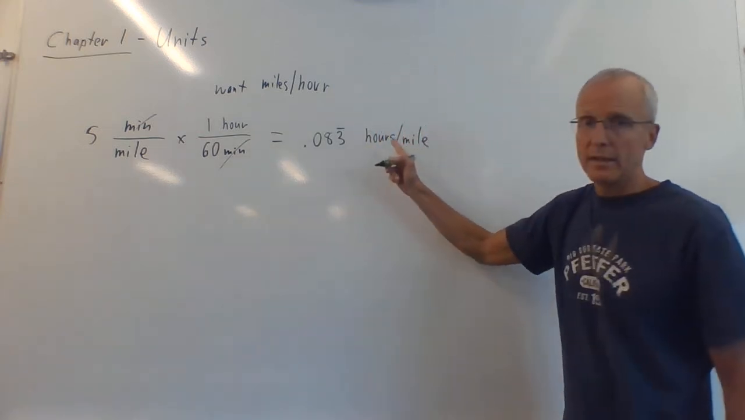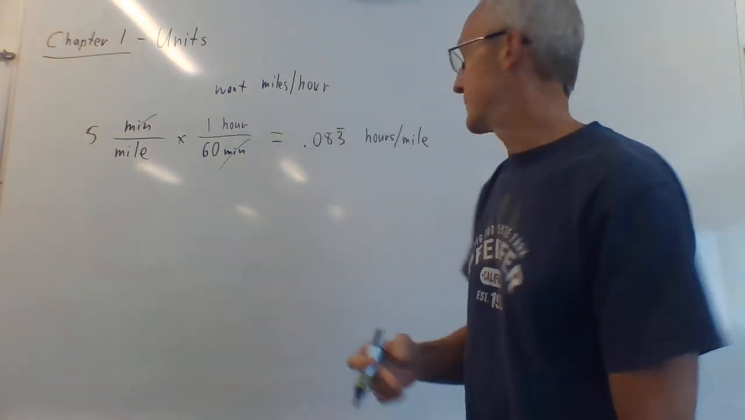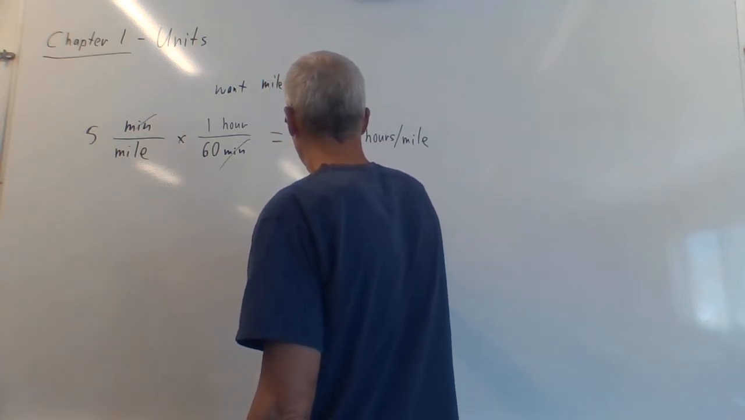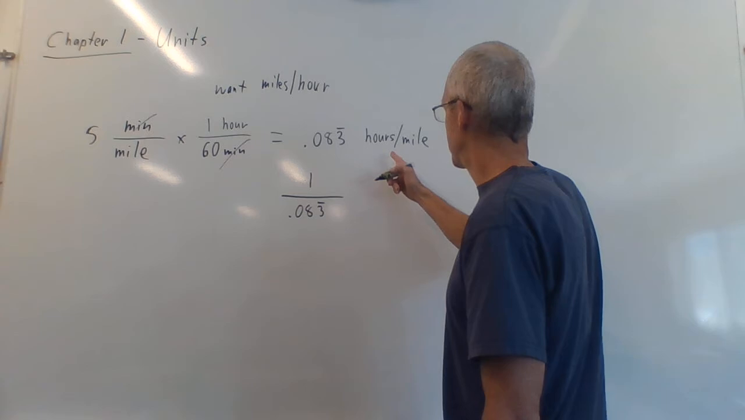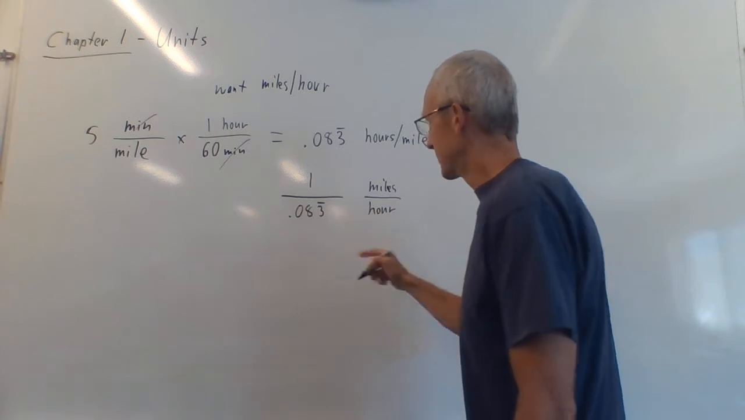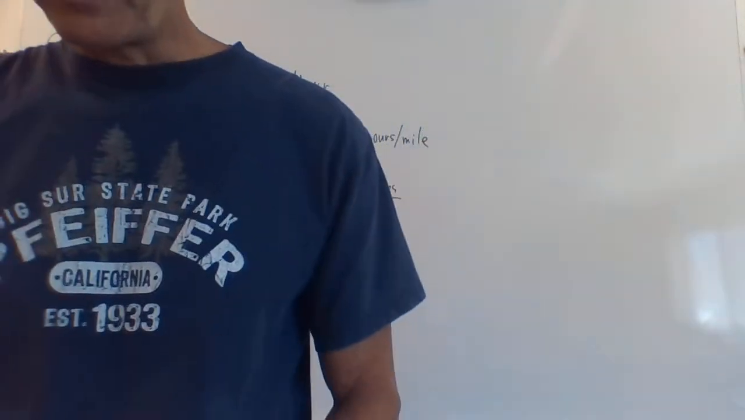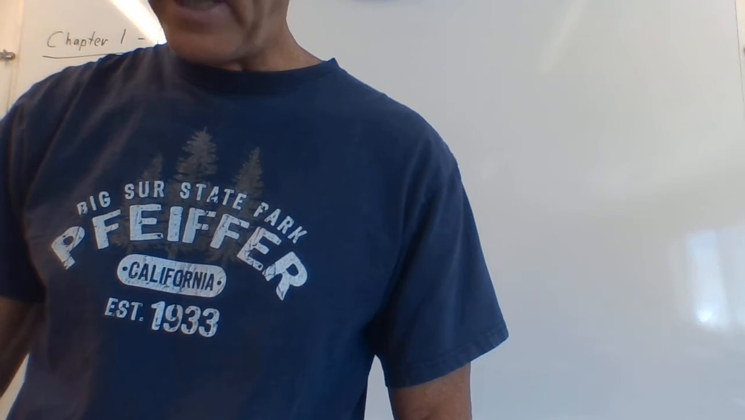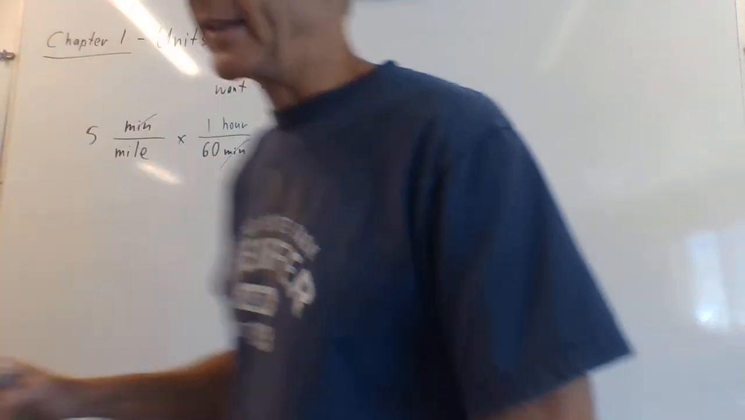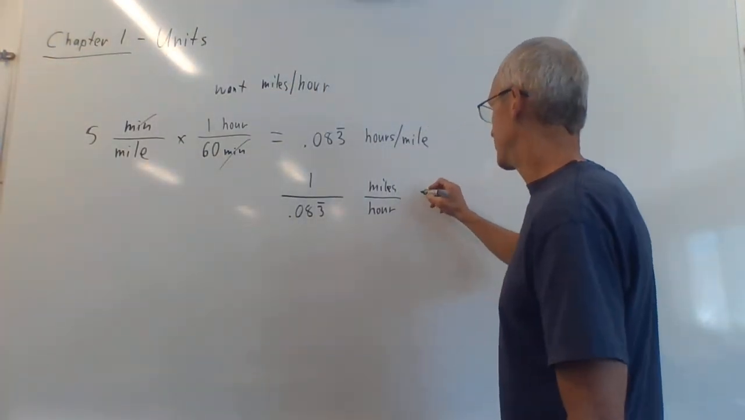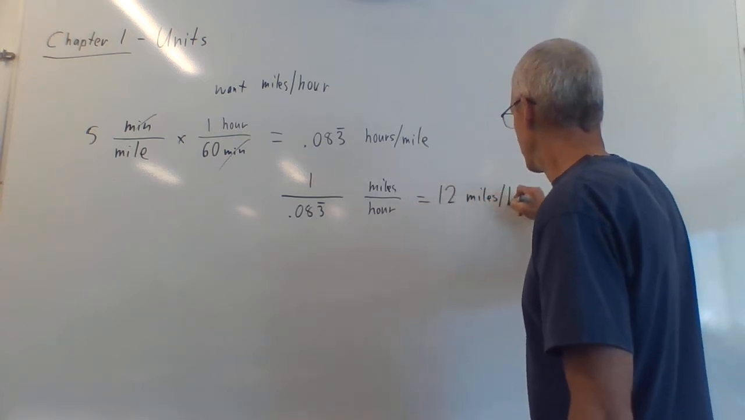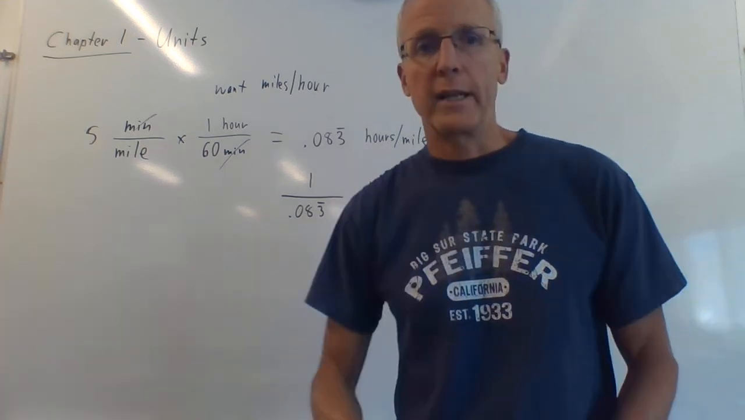But we want miles per hour. So all we do is flip this upside down. So we go 1 divided by 0.083 repeating. And then this gets flipped upside down too. So that would be miles per hour. So we just go 1 over 0.083333. So I'll do that. I'll go 1 divided by 0.08 and put in lots and lots of 3's. And I get, probably exactly 12, which it is exactly 12. So this is 12 miles per hour. So if you're running 5-minute miles, you're running 12 miles per hour.